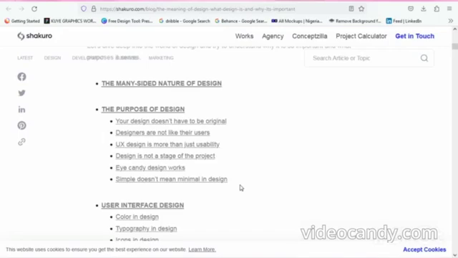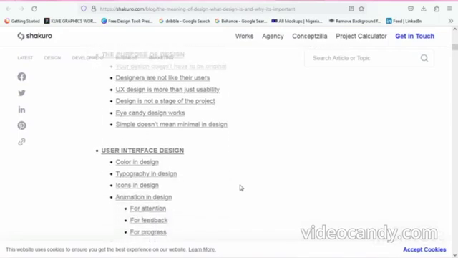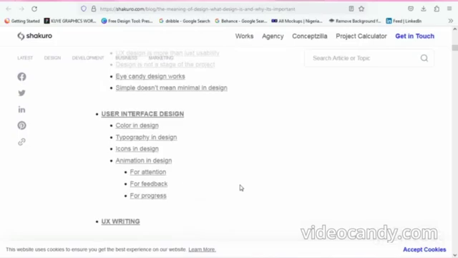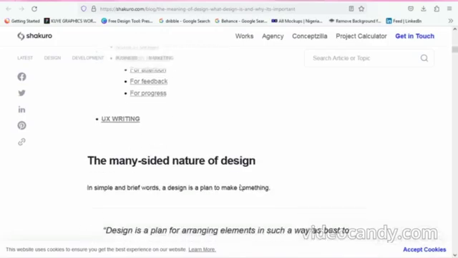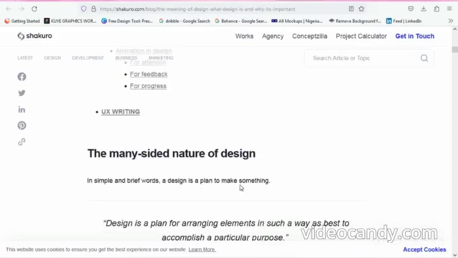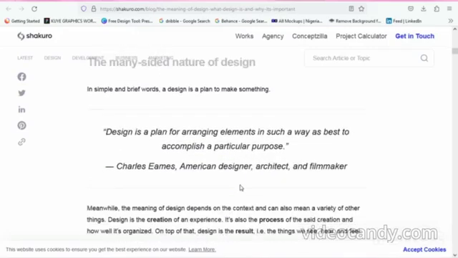Do you have to design from scratch? Because a lot of people have that question. What is UI all about? What exactly is UX? I know some people don't know that. Yes, there are some people that specialize in UX. So when we get to the design roles and responsibilities, we'll be talking about different career paths in UX and UI design. According to Charles Eames, he said design is a plan for arranging elements.